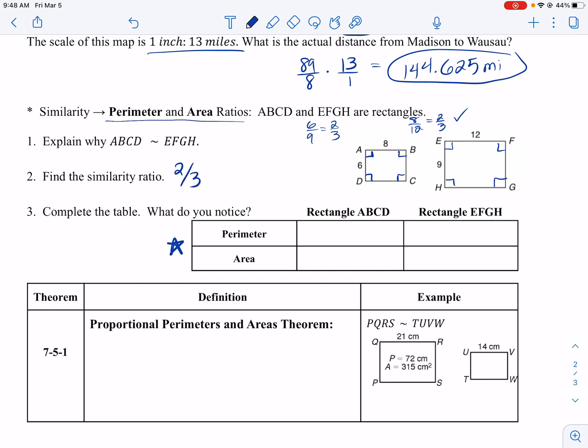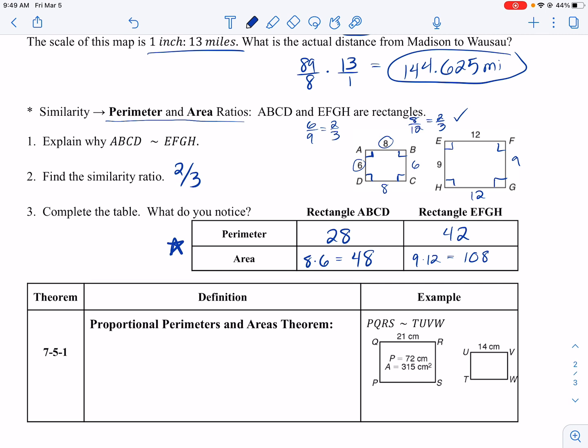All the corresponding sides are proportional and corresponding angles are congruent. Similarity ratio is 2 to 3. Let's complete the table and see what we notice about the ratio between the perimeters of the larger and smaller rectangle and area of the larger and smaller rectangles. Well, the perimeter for the smaller one, 8 plus 6 plus 8 plus 6, is 28. Area would just be 8 times 6, so 48. Let's check the area and perimeter of the larger rectangle. 9 plus 12 plus 9 plus 12 gets us 42. And then for area, 9 times 12, 108.